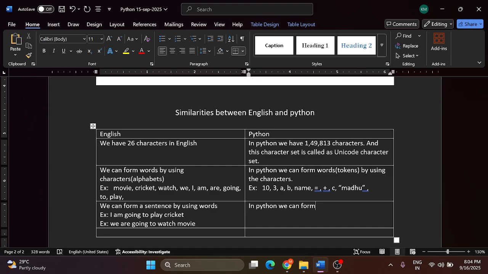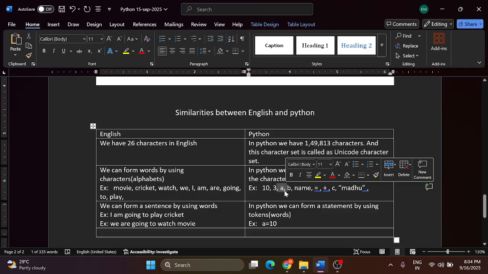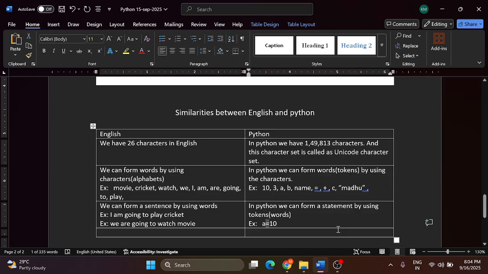In Python, we can form a statement by using tokens. Example: A is equal to 10. I've written this, right? A is a token, equal to is a token, 10 is a token. Now, how many tokens have I used in this statement? 3 tokens. It is called a statement.